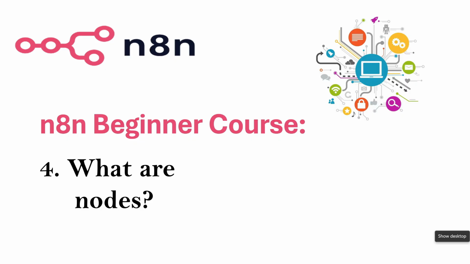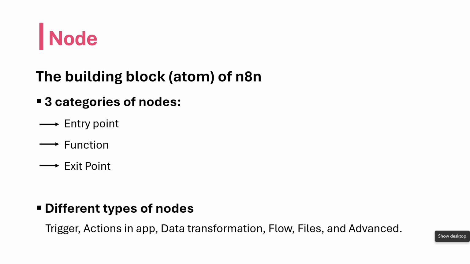There are three main categories of nodes in n8n. First is entry point, second is function, and third is exit point. So the entry point nodes, they start your workflow. For example, webhook trigger, when an API call hits a URL. Cron node starts on a schedule. Then there is a manual trigger when you run the workflow manually. Think of this as the start button for your automation.